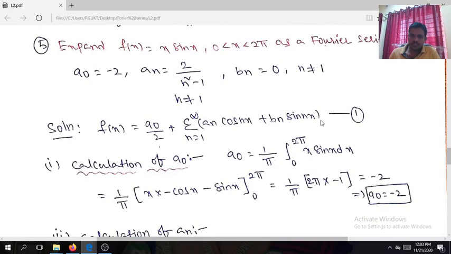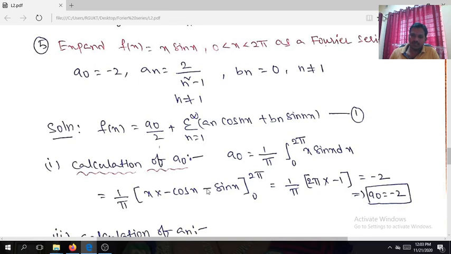Same, using integration by parts. X into sin x integration is minus cos x. X derivative is 1. Cos x integration is sin x, right? So here we will get minus sin x. Before it minus is there, so plus sin x we have, integral 0 to 2 pi. Alright, here there is no effect on the answer.